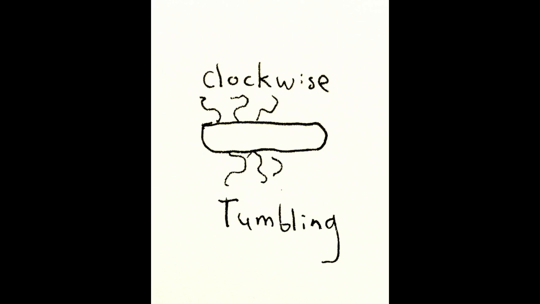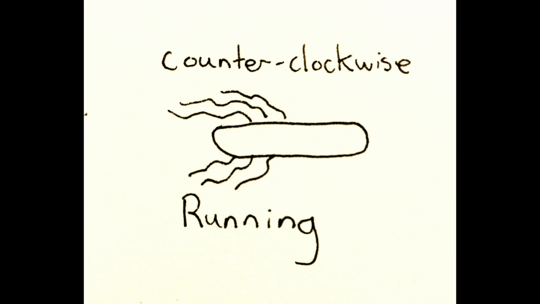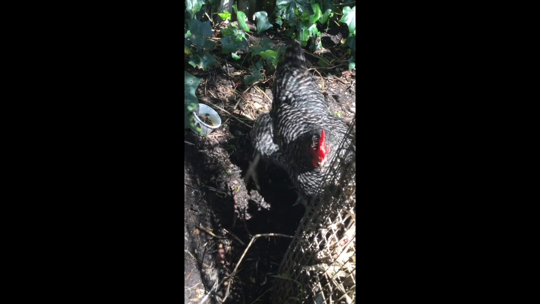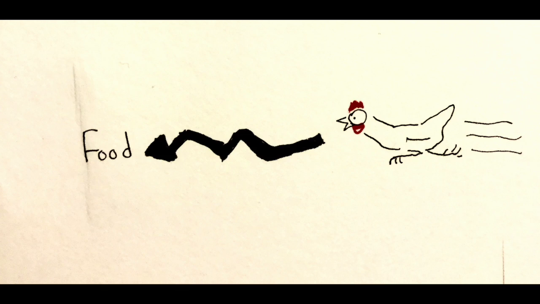A bacterium moves using long flagella. When the flagella rotate clockwise, the bacterium flops around. This is called tumbling. When the flagella rotate counterclockwise, it makes the bacteria move forward in a straight line. This is called running. Chickens spend most of their time scratching around somewhat aimlessly. This is like tumbling. When the chickens find food, however, they head as straight as possible for it, or run, making self-corrections along the way, using running and tumbling.